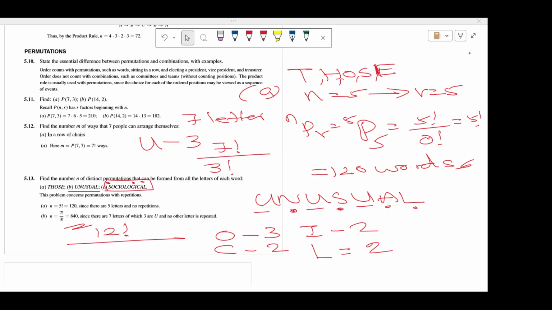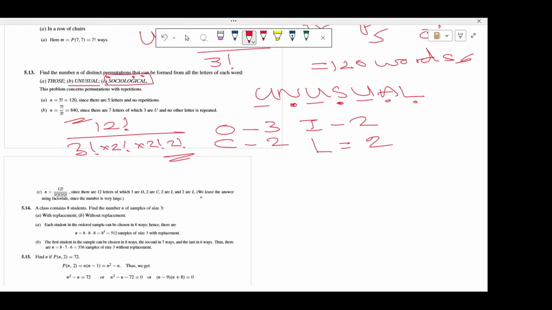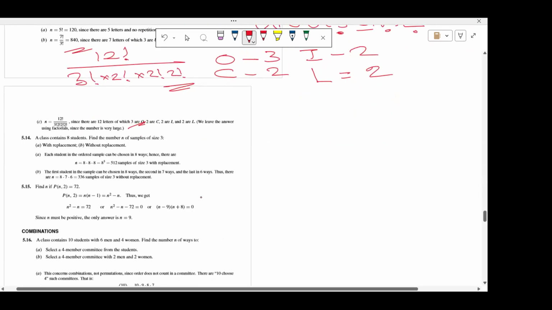Sorry for that. Yeah. So 12 letters. We need to utilize all 12 letters. So 12 factorial over 3 factorial into 2 factorial into 2 factorial into 2 factorial, right? This is the number of ways we are creating the words. This is how we can find out the answers, right? 12 factorial over 3 factorial into 2 factorial, 2 factorial, 2 factorial. Okay, the next one.